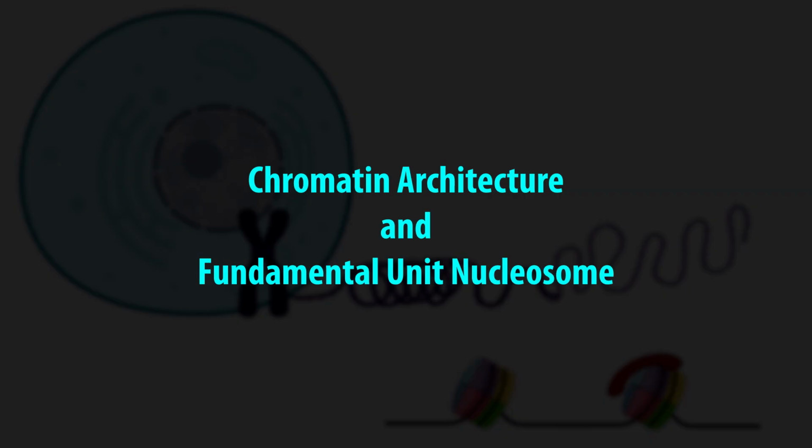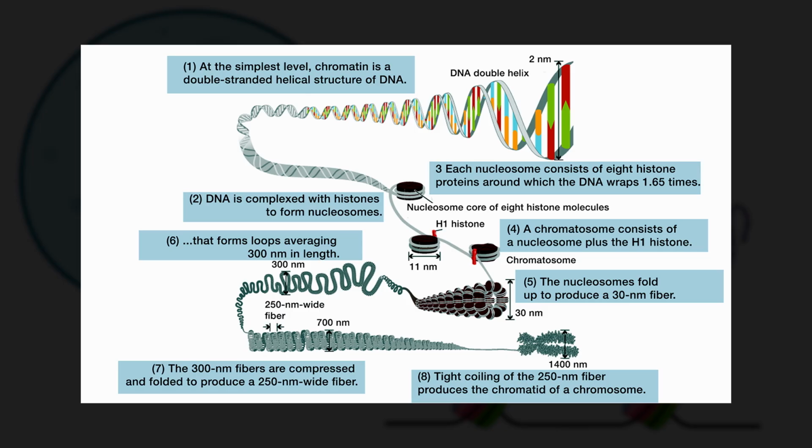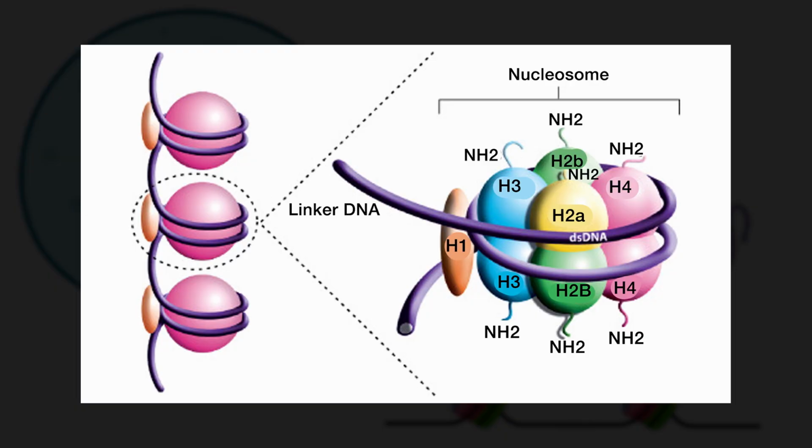Now, we will be discussing chromatin architecture and the fundamental unit, the nucleosome. The nucleosome, often described as beads on a string, represents the basic repeating unit of chromatin, folding further into a 30 nanometer fiber to enable higher order organization. Each nucleosome comprises around 147 base pairs of DNA wrapped 1.65 turns around an octamer of core histones, 2 each of H2A, H2B, H3 and H4.